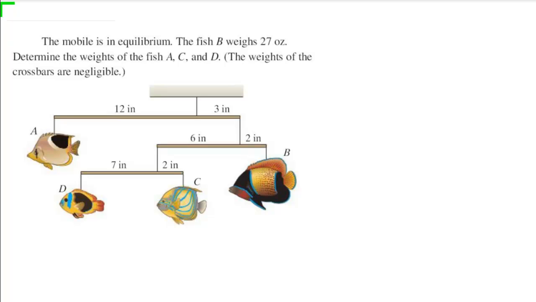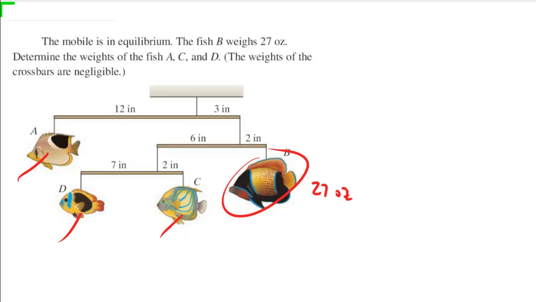All right, in this exercise, we have a mobile that's hanging here. It has a bunch of fish on it, and we're given the weight of fish B here. That's 27 ounces, and we are asked to determine what the weights of the other fish A, C, and D need to be in order for the mobile to be balanced.